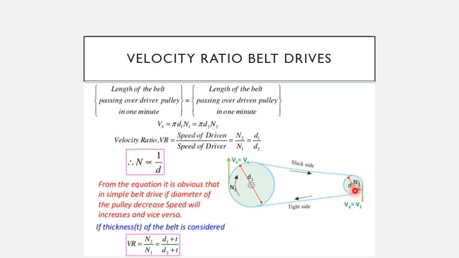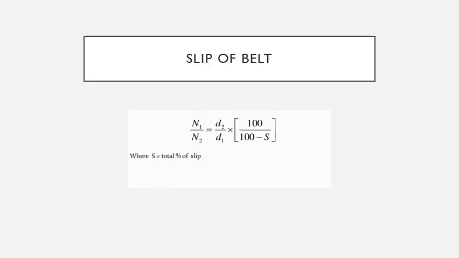So if this is a smaller diameter pulley, then it will have more speed than the larger diameter pulley. So N is inversely proportional to the diameter. If we consider the thickness of the belt, we add the thickness of the belt to the diameters, so the velocity ratio comes out to be this. We can also calculate the slip of the belt, or we can also calculate the velocity ratio due to the slip of the belt, and it is given by this formula.